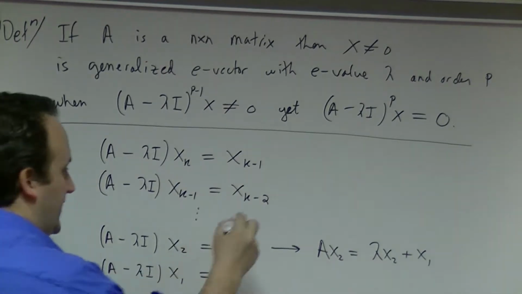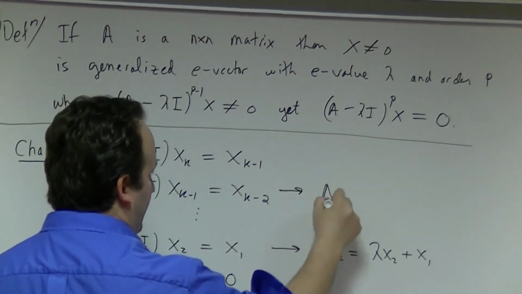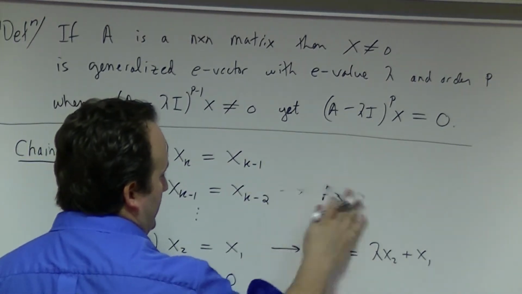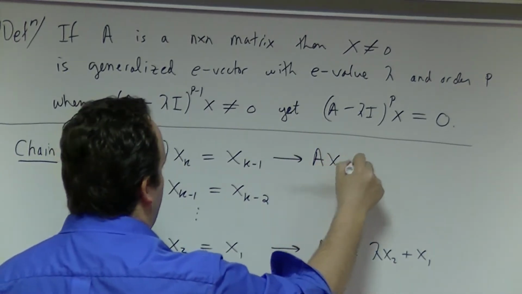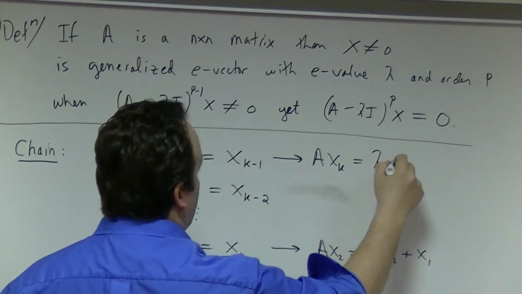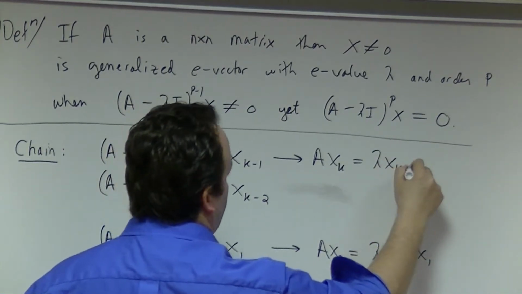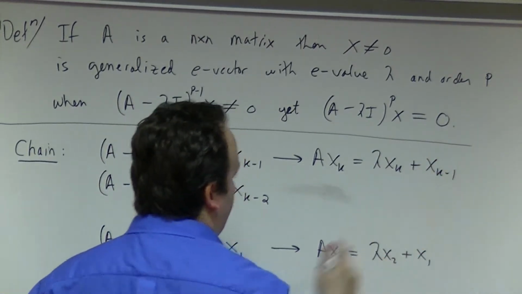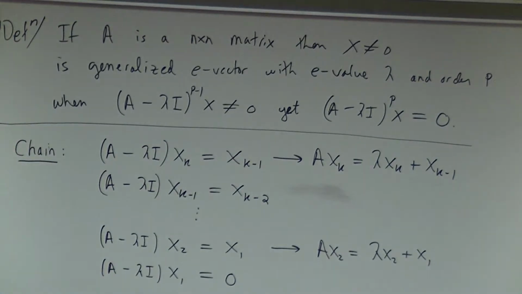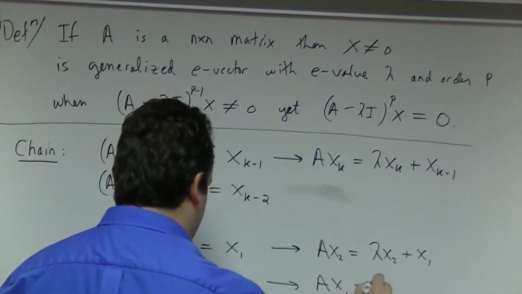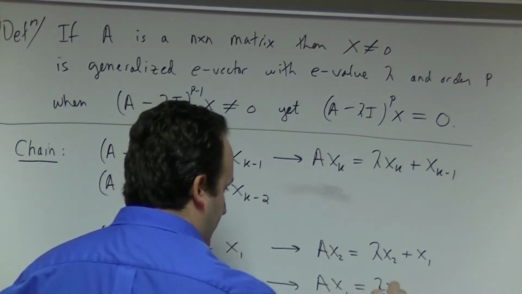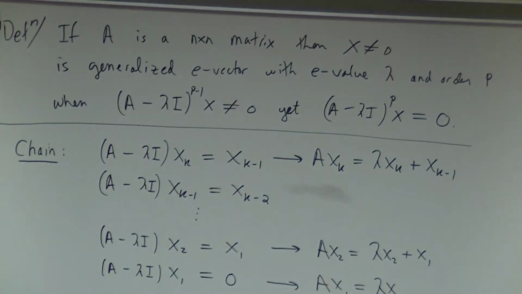And then so on up the chain, this says that Ax(k-1)... well, let me do the last one. It says Axk is equal to lambda xk plus x(k-1). Right? And this one says what? It says Ax1 is equal to what? Lambda x1. So one of the things you can do, if you had this chain structure, right?